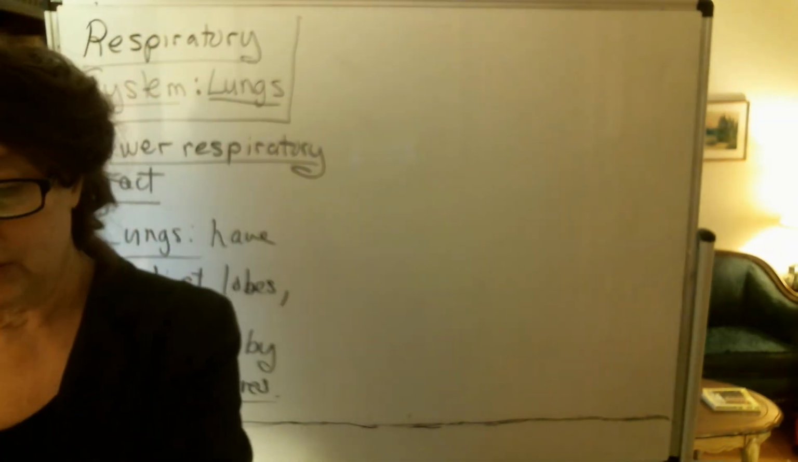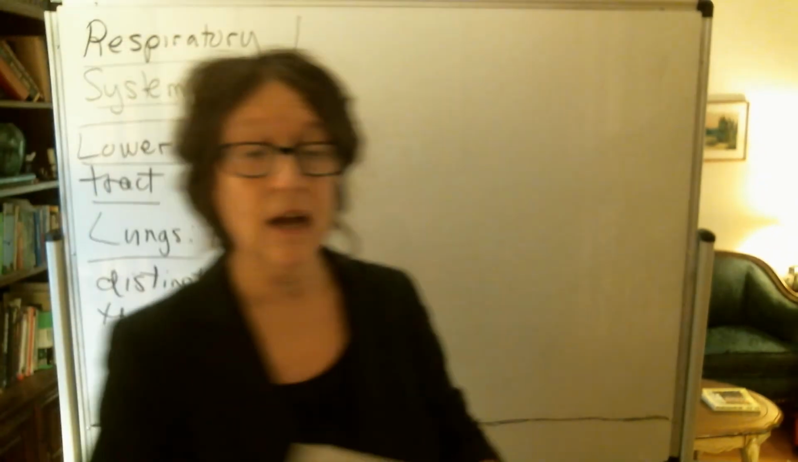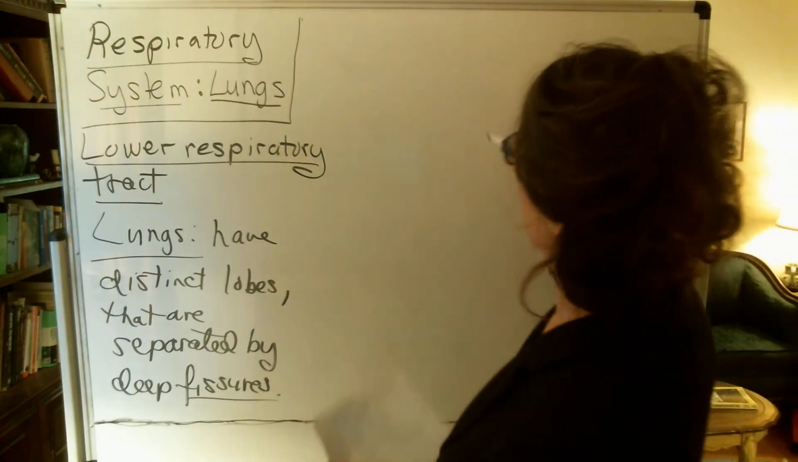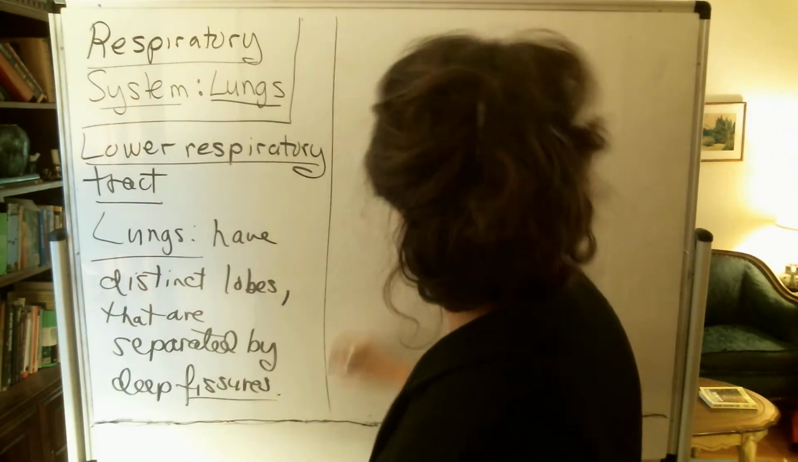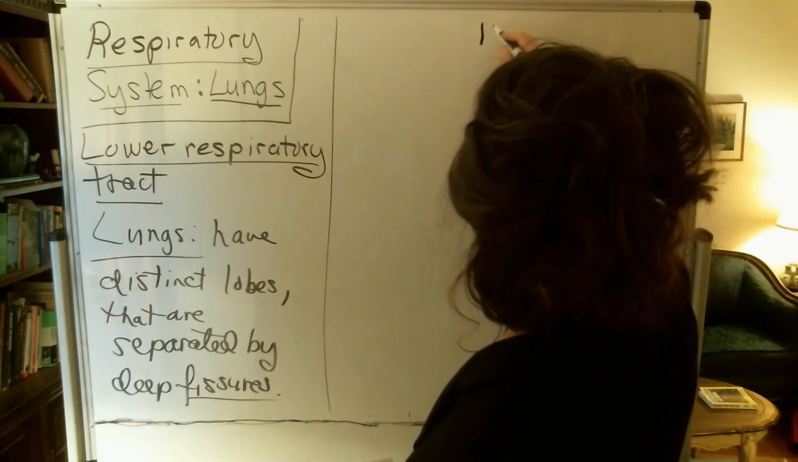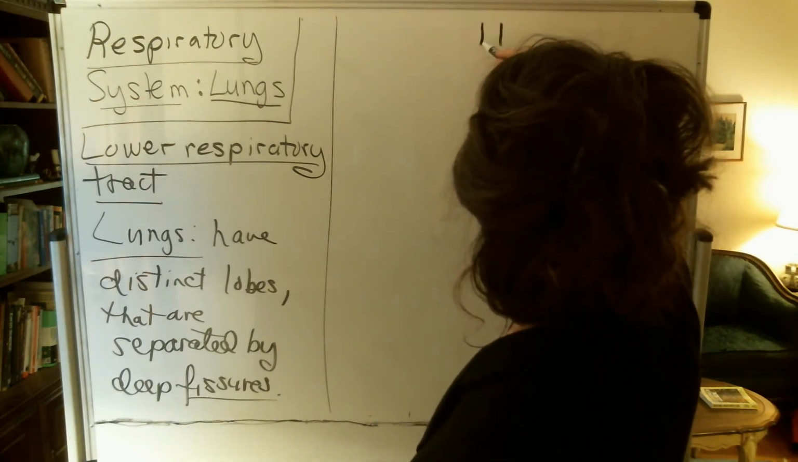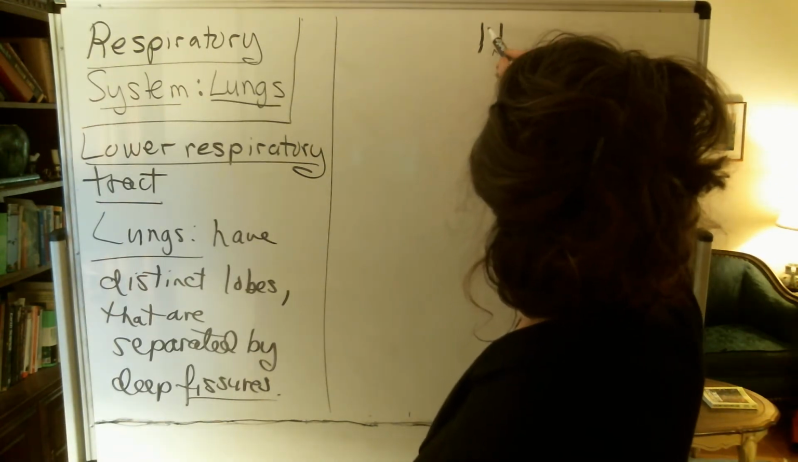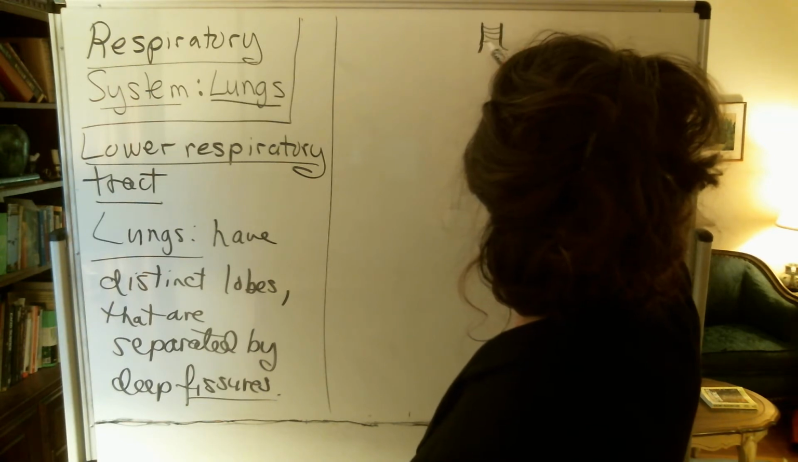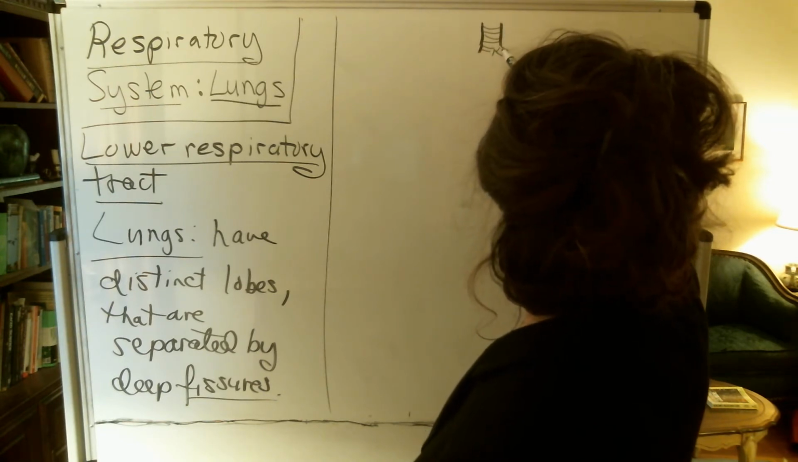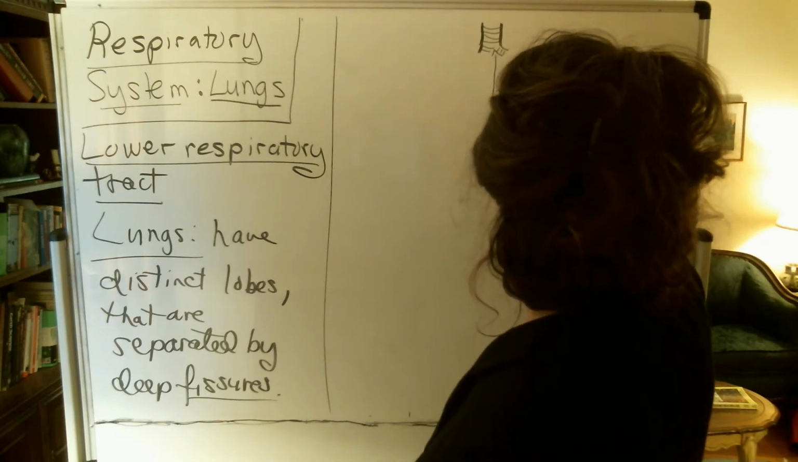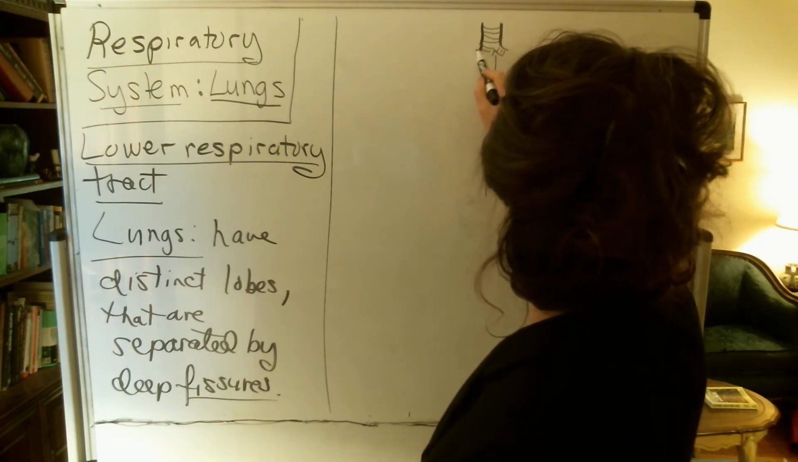What I'm going to do next is just draw a diagram. This is strictly diagrammatic, but I think it should help. So we have the trachea again, and we have the two primary bronchi. There we go. Here's the trachea with its cartilage reinforcements, and the primary bronchi with their cartilage reinforcements.